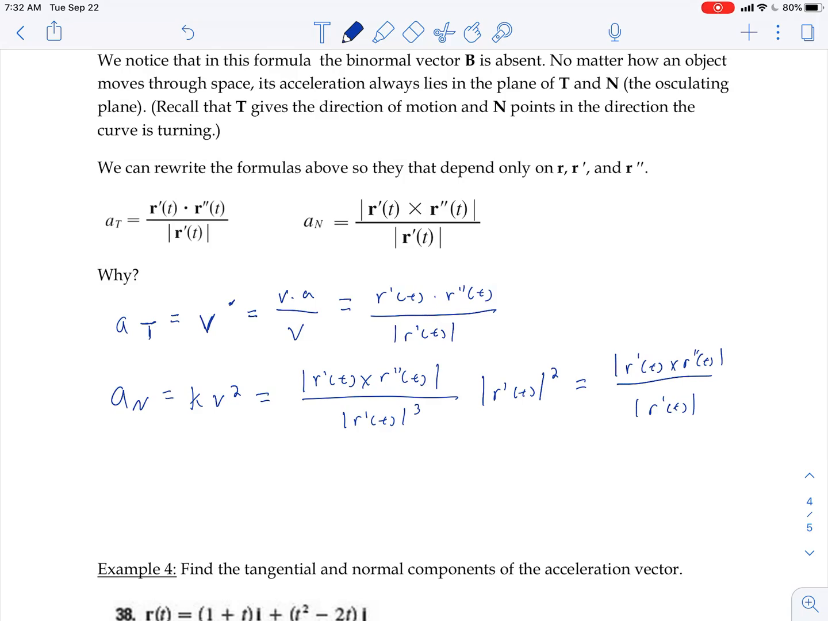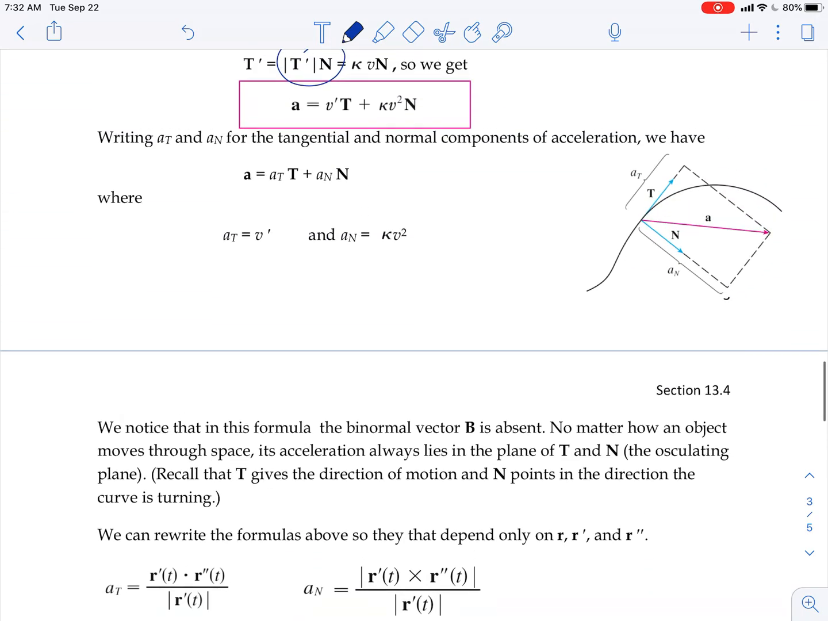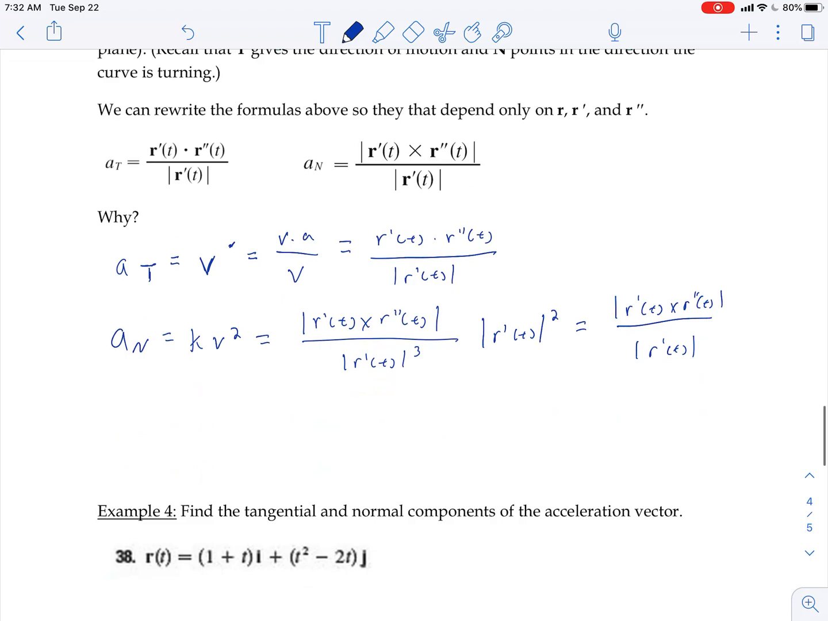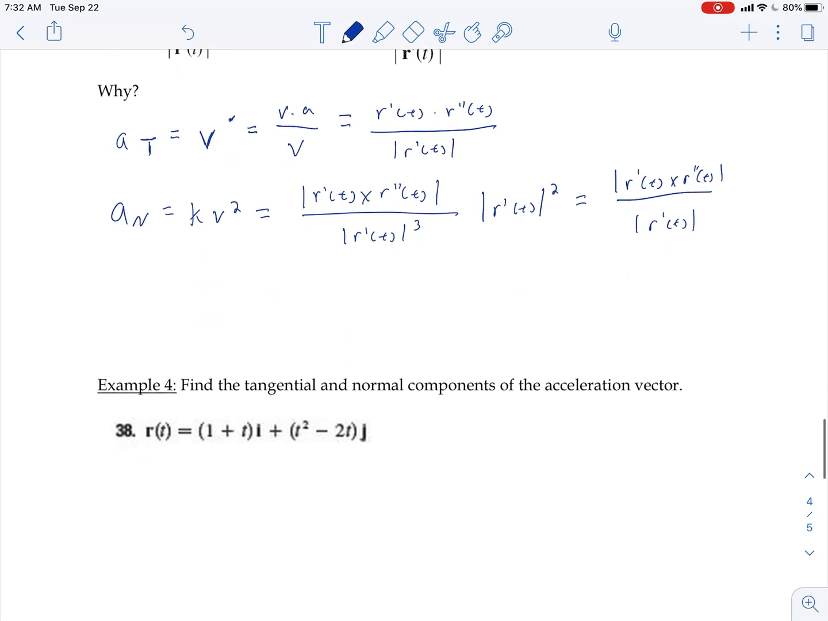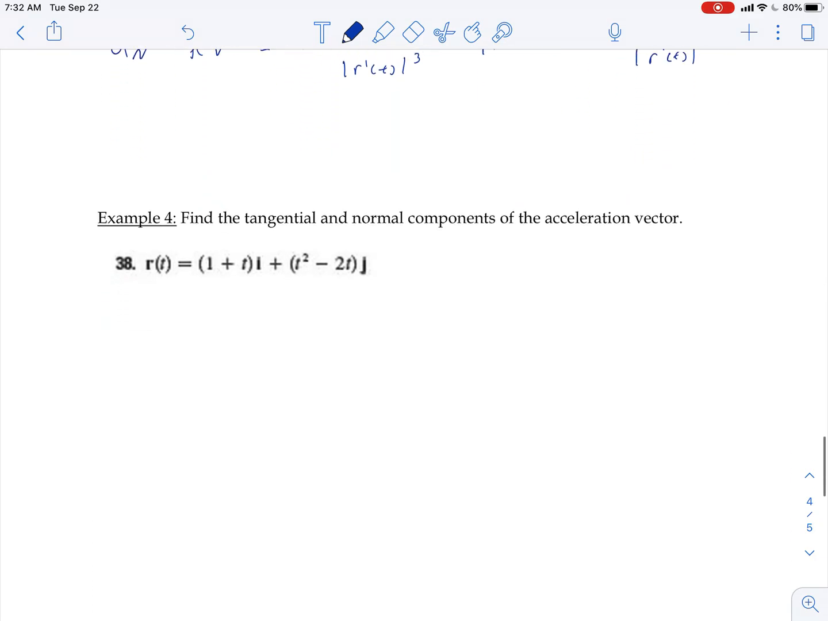So now we're taking something that was really kind of complex, and we changed it all in terms of the derivatives for the tangential and the normal components of acceleration. And so we're just going to apply that. It's not going to be overly difficult, and then we're finished for today.